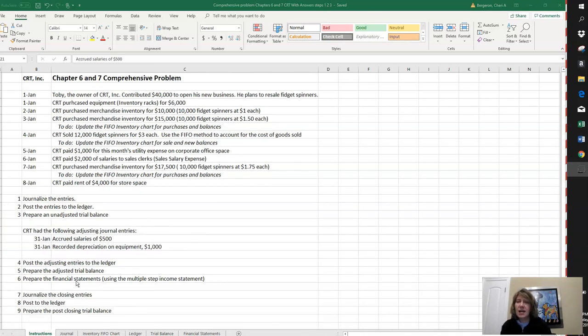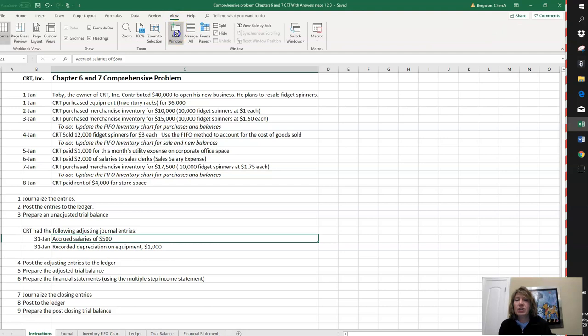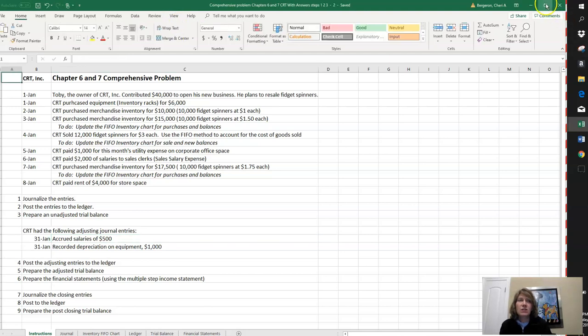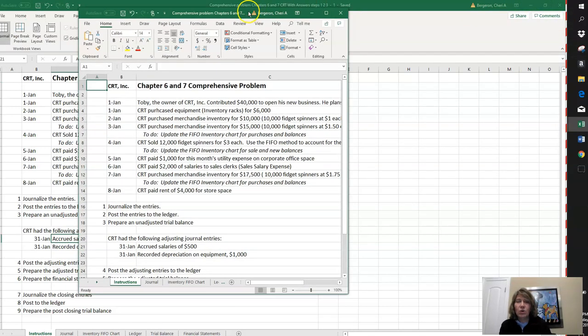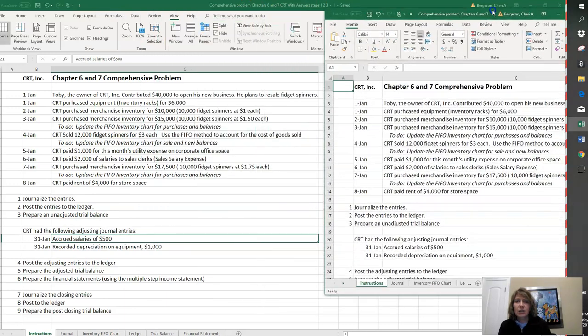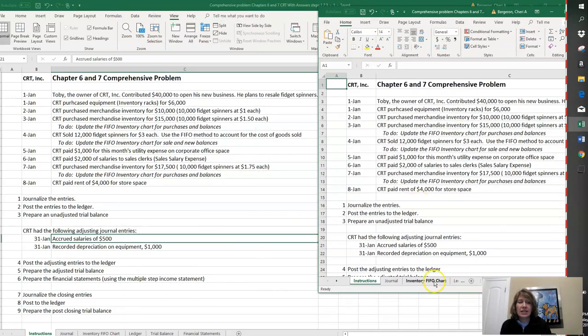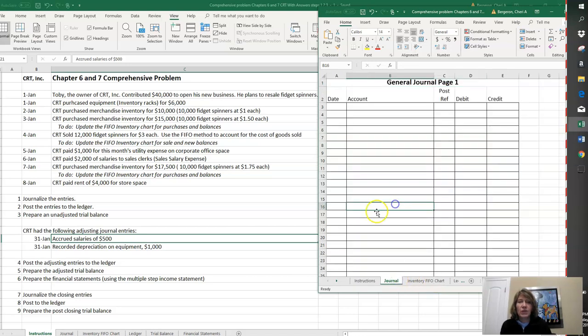sit them side by side. Since I'm doing this in Excel, I'm going to click on View and then click New Window. What this is going to do is let me minimize one screen and look at another sheet in a separate window. So I need to go to my journal. And this is actually the same spreadsheet, so anything I do here is also affecting right here. I'm just looking at it in separate windows.